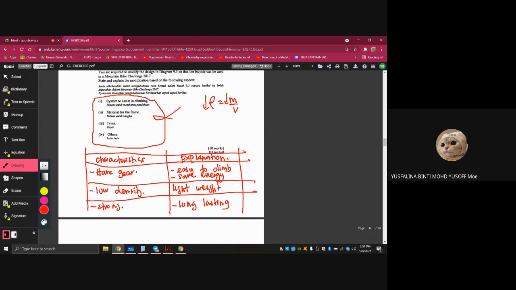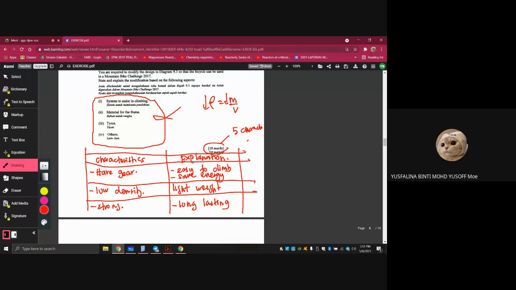Yeah, last longer, long lasting. Okay, so that's the answer for now. You already there. You can see here 10 marks, right? So 10 marks mean 5 characteristics. Teacher, if I want to give more than 5? Yes, just give. They will not minus the one that is wrong. They will only choose the right one.